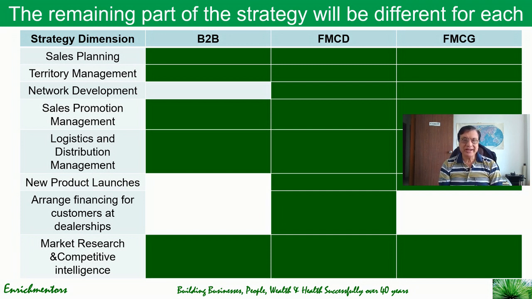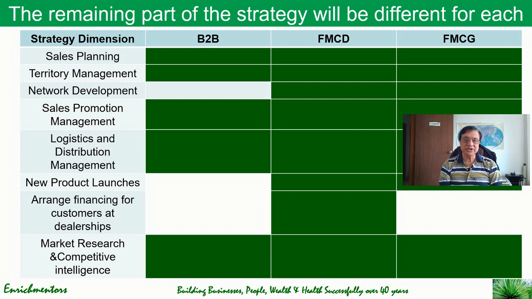Then there is something called network development. In B2B, you really don't have a network. You supply directly from the factory company to your customers, large orders, either part shipments or full shipments. Whereas in FMCD and FMCG, you have a one-layer or two-layer network that you need to keep developing to supply and service your customers, right?